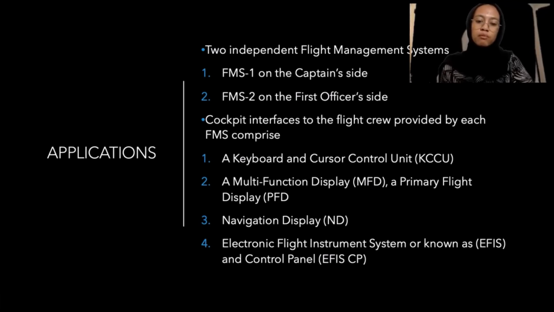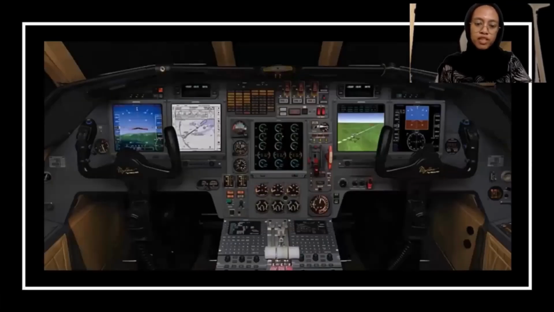Next, we are going to talk about the electronic flight instrument system, also known as EFIS, and the control panel, EFIS-CP. The EFIS controls the graphical and textual flight management system data that appear on the ND and PFD. PFD is the primary flight display and ND is the navigation display. So this is it: FMS1 on the captain side, FMS2 on the first officer side.